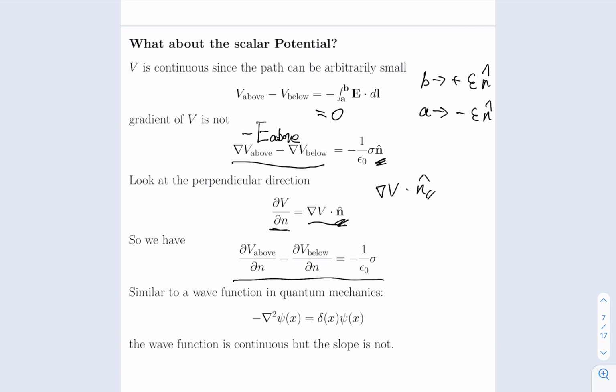And this means that if we look at the scalar potential in the n hat direction, that is perpendicular to this surface, the v itself is continuous, but the gradient of the v is not, or the slope of the v is not continuous. And this is actually something that you will see in the quantum mechanics course.